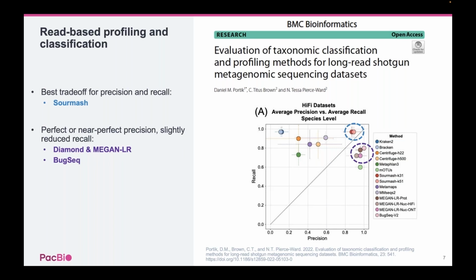So the figure on the right is showing the relationship between precision and recall. And the top right corner of that figure is high precision and high recall. And that's where the ideal methods are. And we can see that there are several that occur in that zone. So in terms of the best trade-off for precision and recall, we found sourmash was the top performing method. In terms of perfect or near perfect precision with slightly reduced recall, this involved Diamond and MEGAN-LR, as well as BugSeq. So these were the three methods that we identified as top performing and we would highly recommend.